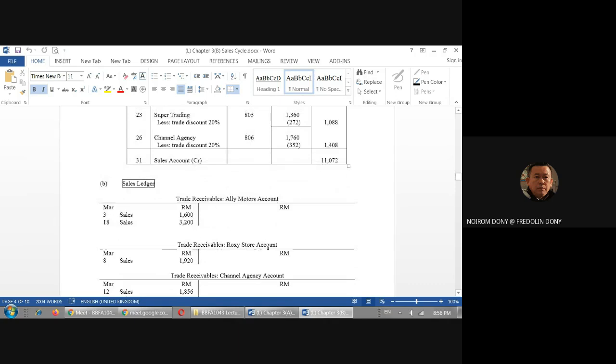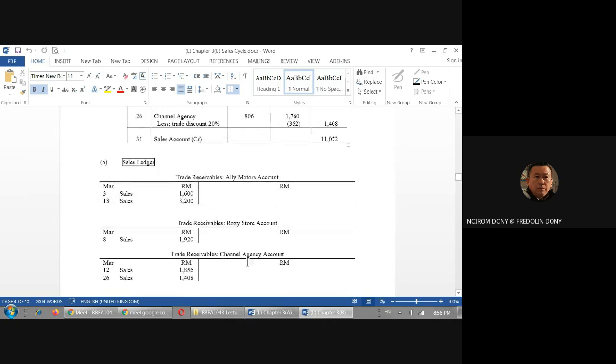And then Trade Receivable Roxy, Trade Receivable Channel Agency. So it is debited, because credit sales increases the trade receivables amount. So that's why it's a debit item. So you have to do the credit entry. Since it comes from the sales journal, all the particulars are sales. So sales, sales, sales, sales, sales. Okay, this is single entry.